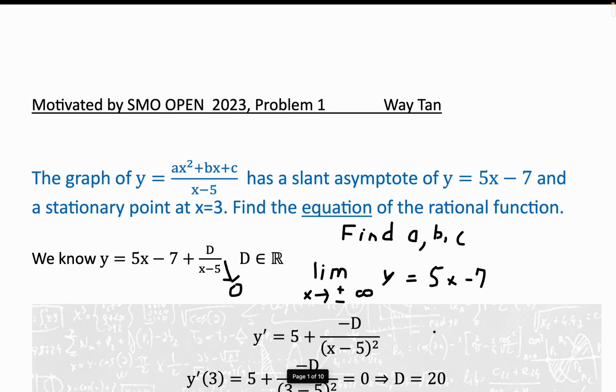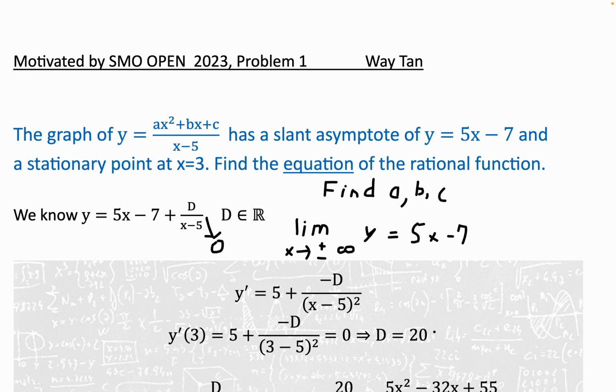Okay, now this next part here is just finding the derivative. Again, the derivative at 3 has to be equal to 0 because that's where you would have a horizontal tangent line. That's what it means by stationary point. And so notice the derivative of 5x minus 7 is certainly just 5. And if you think of d, this part right here also being the same thing as d times x minus 5 raised to the minus 1 power.